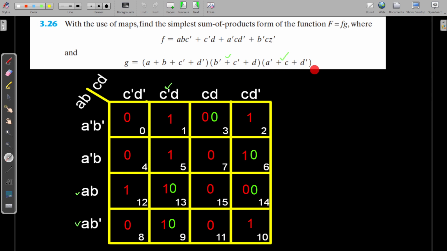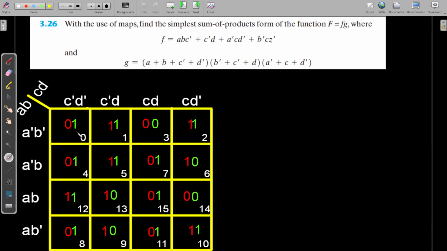Now we move on to the third term. It is a' plus c plus d'. Here a' means we look for a. These two rows are covered by this a, and c plus d' means we have to look for c' d. So it is this particular column. The 9th and 13th cells are marked with zeros here, in green color. So we have marked this POS function on this K-map using the zeros on the cells 3, 6, 9, 13 and 14.